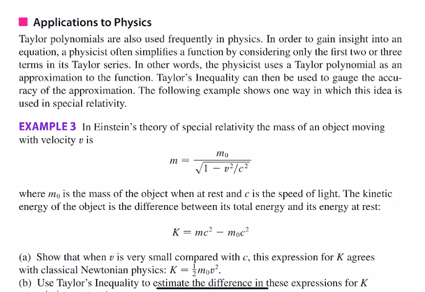Looking at the text, we can see that physicists often consider only the first 2 or 3 terms in Taylor's series because of what we just saw, which is that the first 2 or 3 terms tend to be accurate enough for a lot of work that folks do.